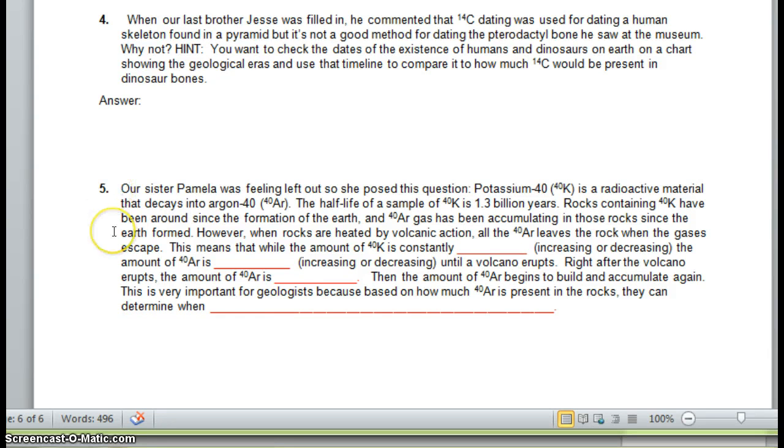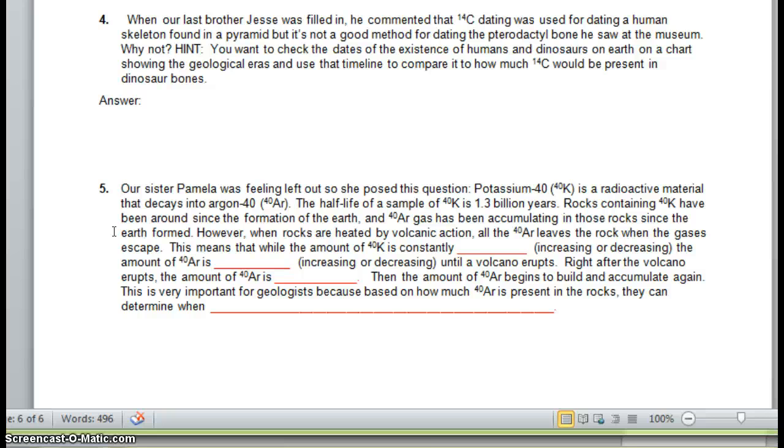Question 5. Our sister Pamela was feeling left out, so she posted this question. Potassium-40 is a radioactive material that decays or turns into argon-40. The half-life of a sample of potassium-40 is 1.3 billion years. Rocks containing potassium-40 have been around since the formation of the Earth, and argon-40 gas has been accumulating in those rocks since the Earth formed.